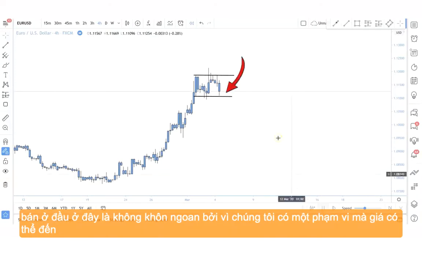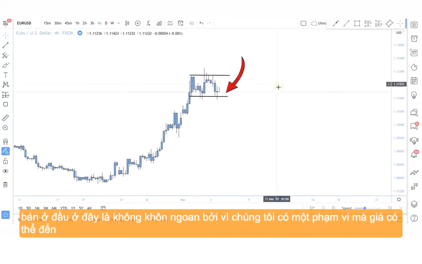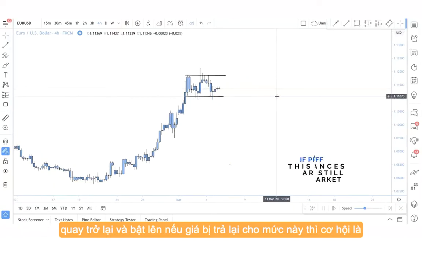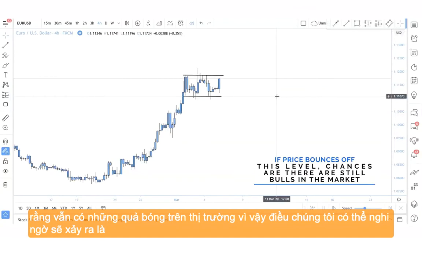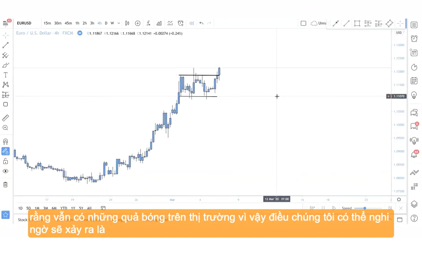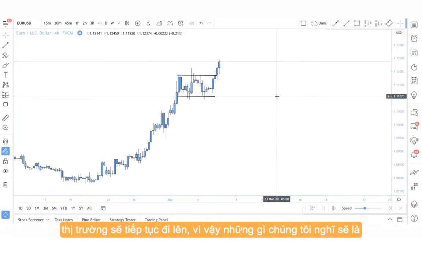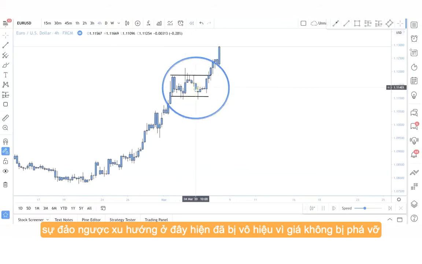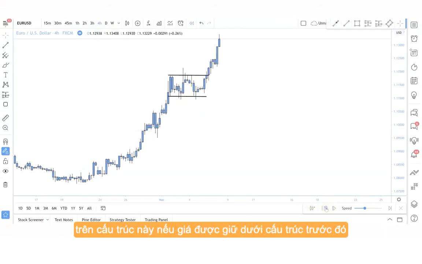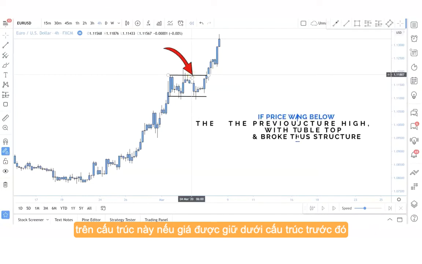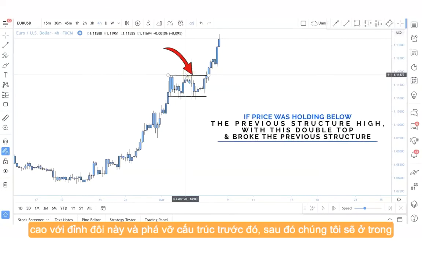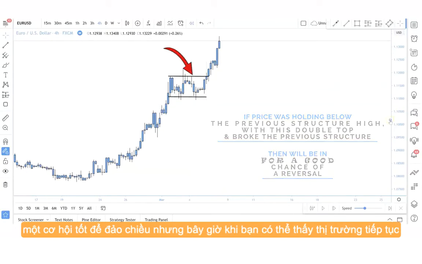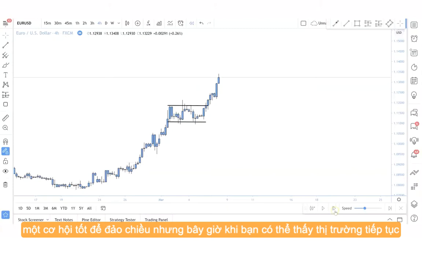Now, taking a sell at the top here is not wise because we have a range where price could come back to and bounce. If price bounces off of this level, then the chances are that there's still bulls in the market. So what we could suspect happen is the market will continue to go to the upside. So what we thought would have been a trend reversal here has now been invalidated because price is now broken above this structure. If price was holding below the previous structure high with this double top and broke the previous structure, then we'll be in for a good chance of a reversal. But now, as you can see, the market's continuing to the upside.